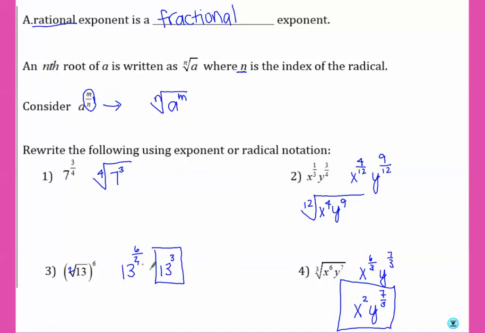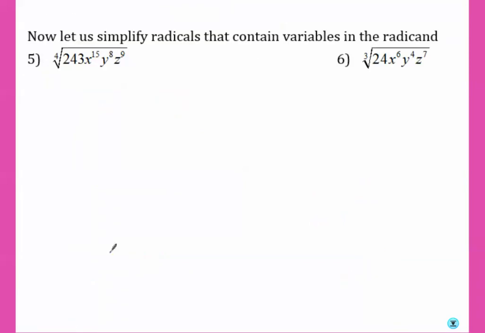So we can use this idea to help us simplify radicals that have exponents in them. So what I like to do is we have a number, an x, a y, and a z. I like to separate them into each their own radical, and then we'll put them back together at the end.